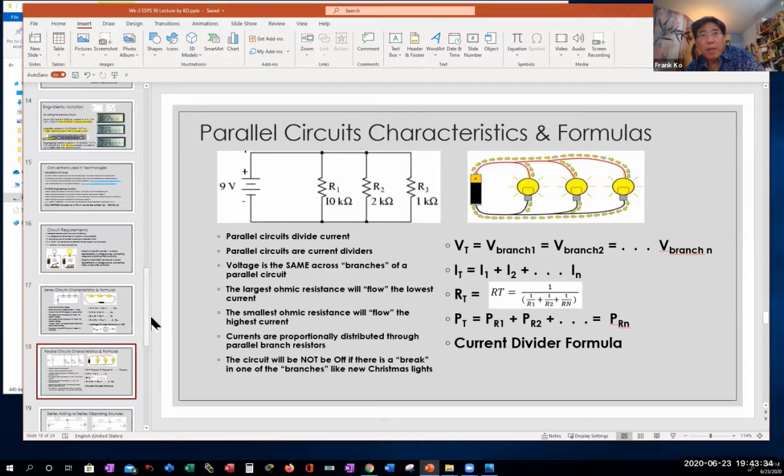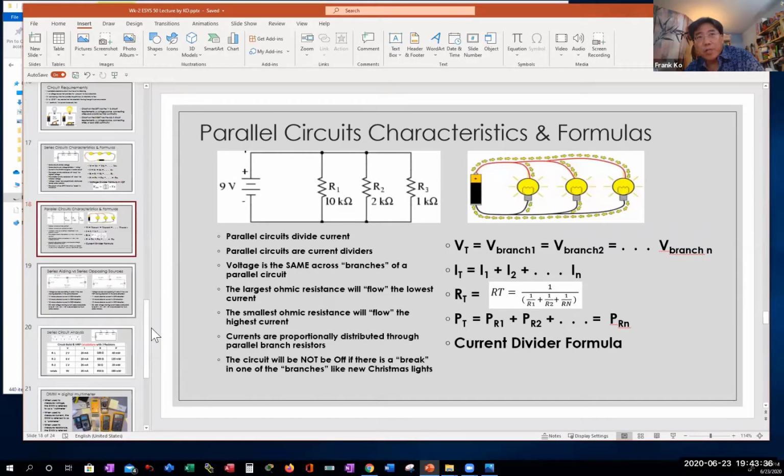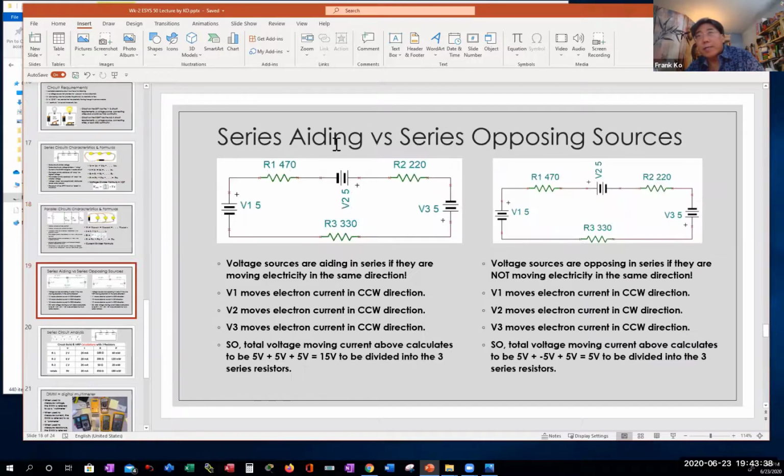All right. Then the next concept that you'll see as part of a homework question is something called series aiding and series opposing voltage sources. So take a look at the schematic that I have on the left-hand side. How many voltage sources do you see? 3. Take a look at V1. V1 is 5 volts, V2 is 5 volts, V3 is 5 volts.